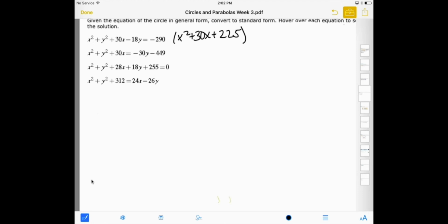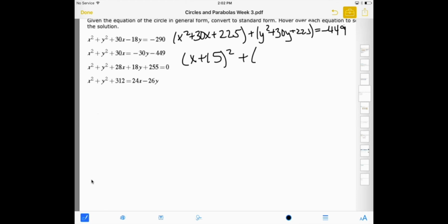But I know that 30 divided by 2 squared is going to be 225 from the last problem. And then I'm going to take the y squared, but plus 30y, because I have to take the negative 30y and add it to the other side. And then I know that's going to be 225 as well, and set that equal to negative 449. So the right side of your equal sign is always going to be a regular number.